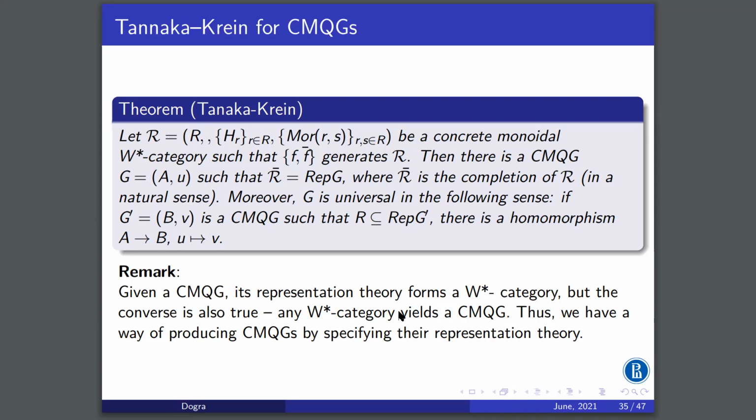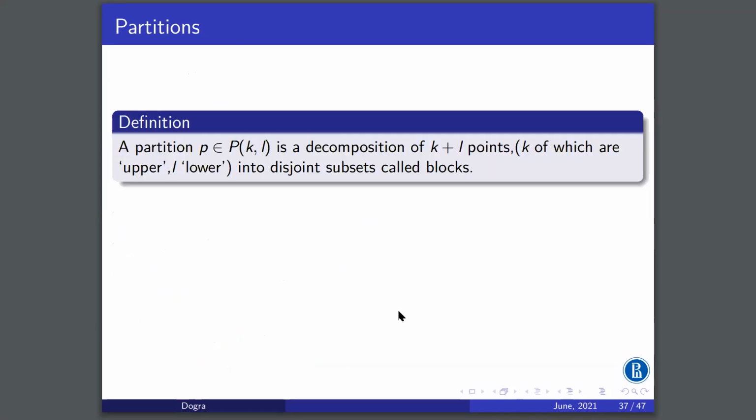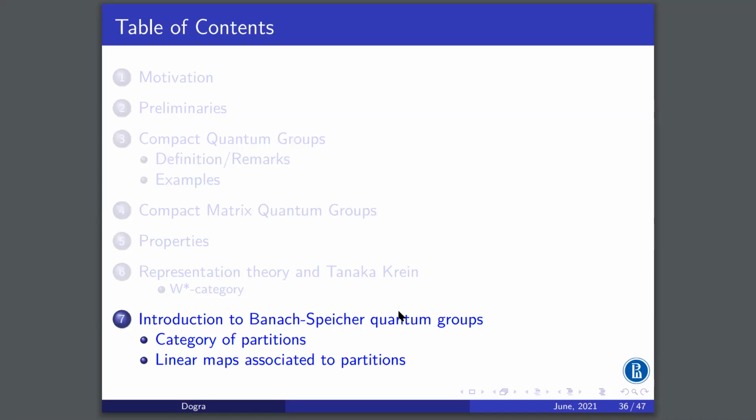For example, before in the examples we saw, we specified by using group algebras and then reduced group algebras, and this is another way of getting concrete compact matrix quantum groups. All right. So now we want to introduce what Banach-Speicher quantum groups look like.